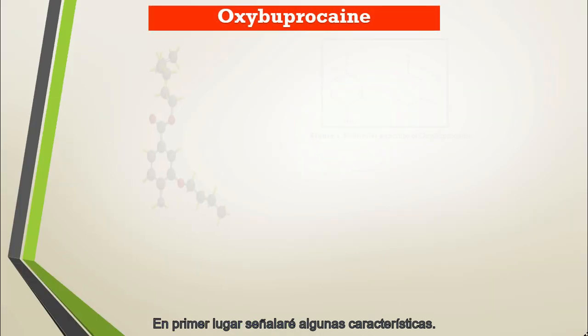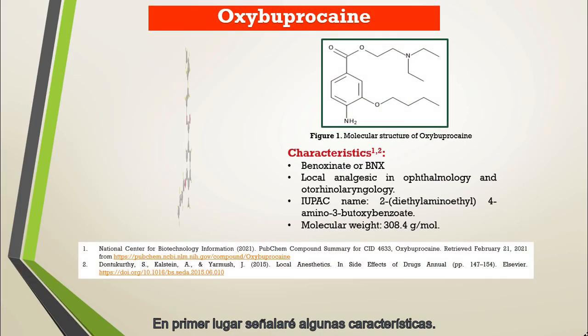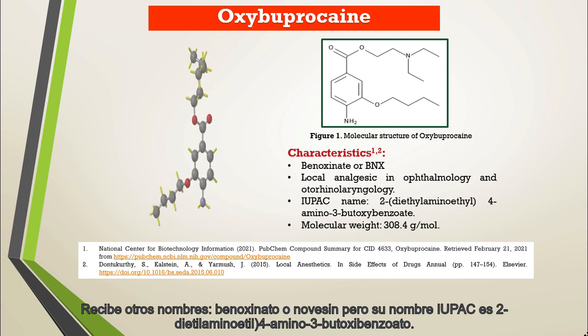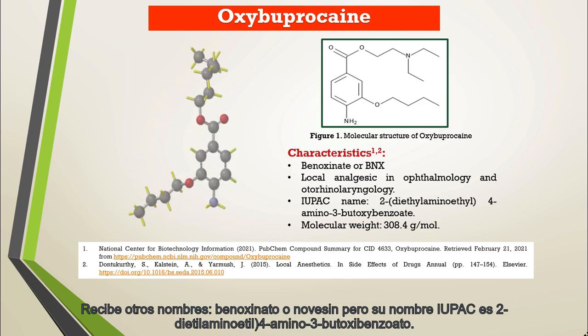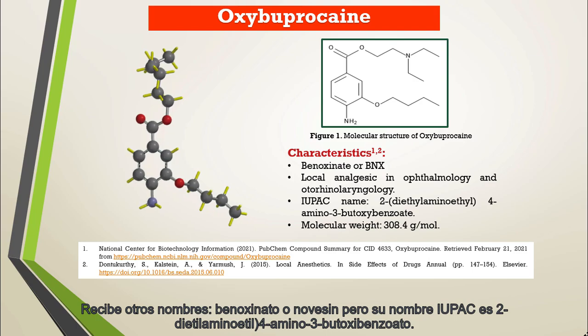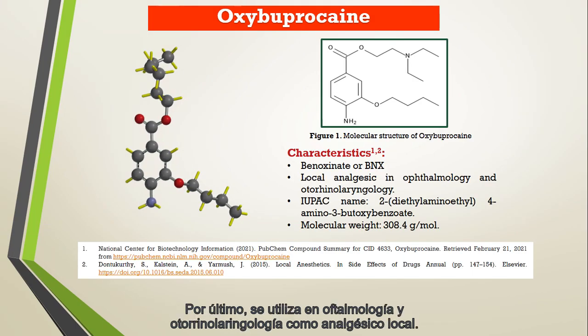First of all, I have to say some characteristics of oxybuprocaine. It has other names, benoxinate or novesin, but its IUPAC name is 2-diethylaminoethyl 4-amino-3-butoxybenzoate. It is used in ophthalmology and otorhinolaryngology as a local analgesic.